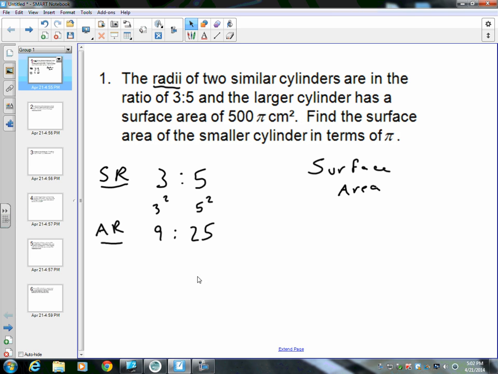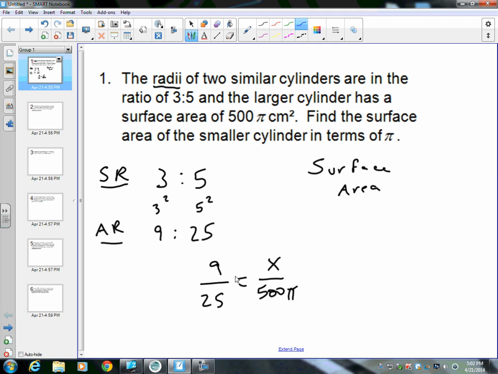So we're going to go ahead and set up a proportion. We can say 9 to 25, which is the area ratio, is equal to, well, we can set up first, top is the smaller one, which we don't know, that's our x, over 25, which is our bigger cylinder, and we know that to be 500 pi. Now we have a proportion. To solve a proportion, we just cross multiply.